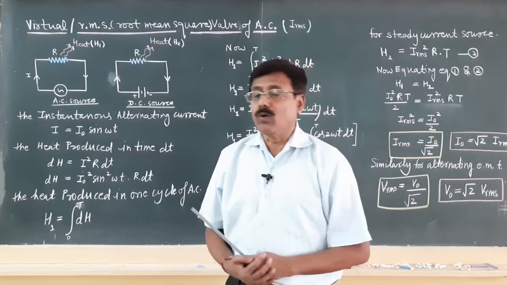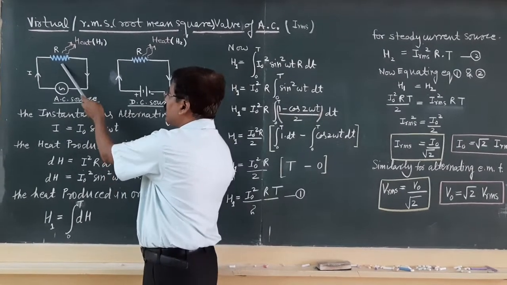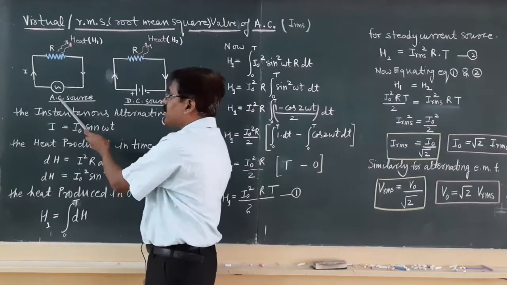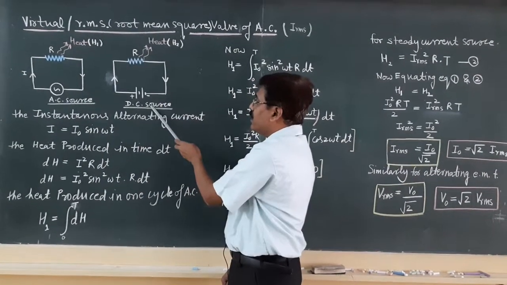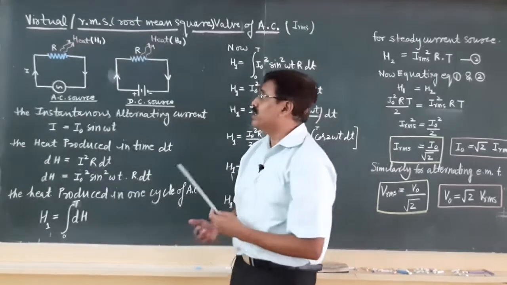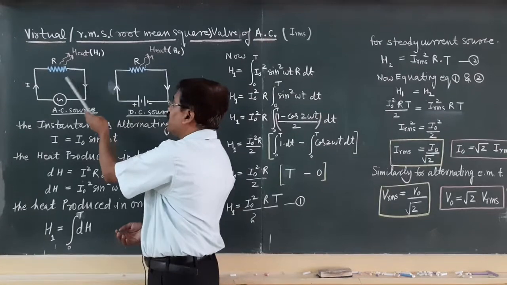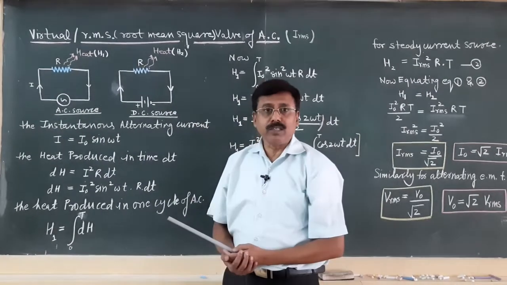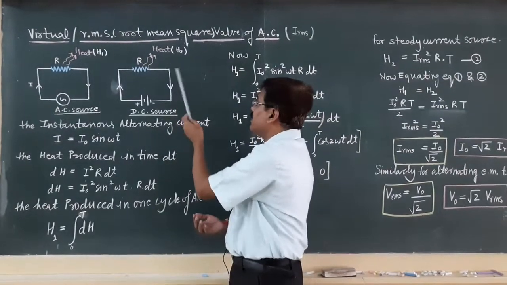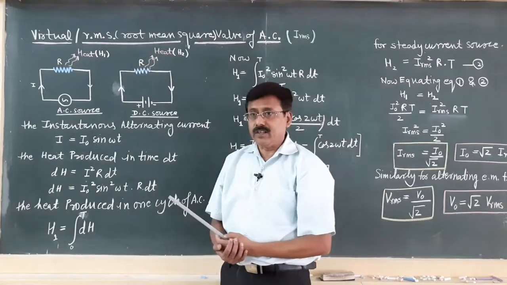For a little bit more clarity, we have two circuit diagrams. First, the resistance R is connected across an AC source. In the second, the same resistor is connected across a DC source or steady current source. Let H1 be the heat generated in the first circuit when the AC source is applied, and H2 the heat produced in the same resistor when the DC source is connected.